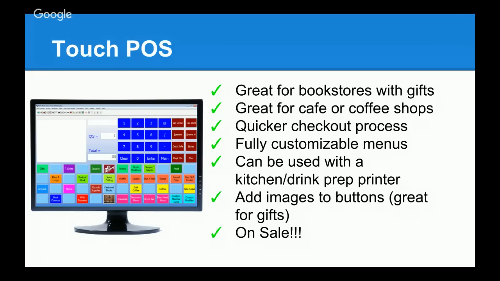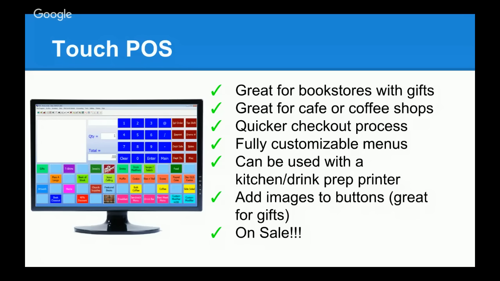It's fully touchscreen. You can do full customizable menus. What that means is you can actually go in, set the color of the button, what text is on the button. You can even use images on the buttons. And then if you happen to be one of those cafes or one of the coffee shops or a cafeteria, you can actually use a prep printer with it. So anytime you submit a transaction, it'll actually take that transaction and send it directly over to your prep area, so wherever that prep area may be.